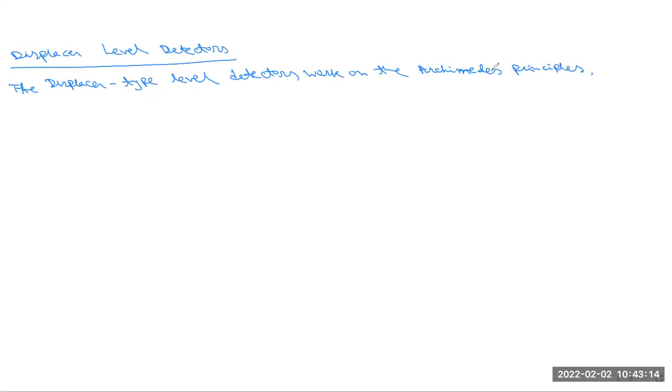Anyone know? All of you have read about this Archimedes principle in your secondary classes. This is very important. These displacer level detectors work on the Archimedes principle. What is the Archimedes principle? It states that a body wholly or partially immersed in a fluid is buoyed up by a force which is equal to the weight of the fluid it displaces.